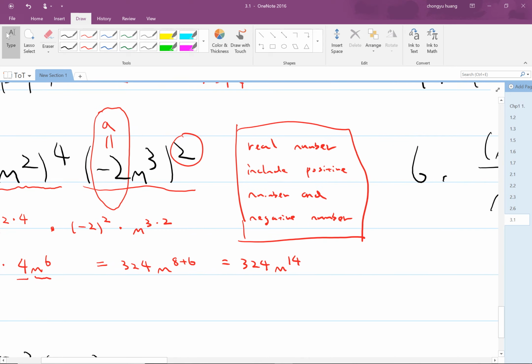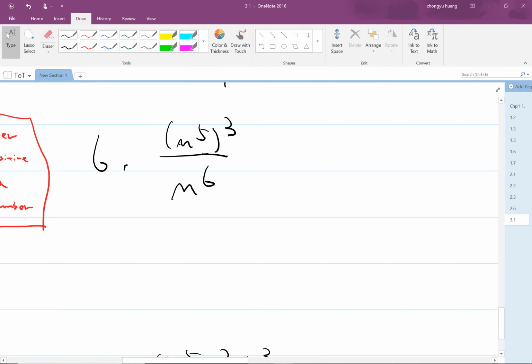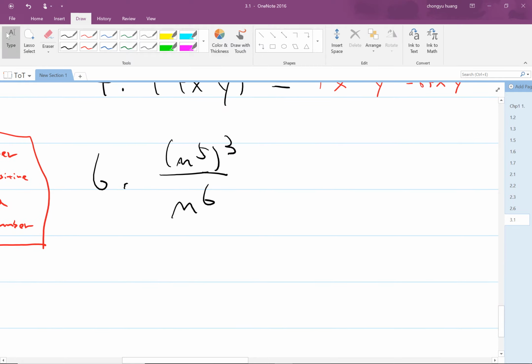Right, so let's move into question 6. Question 6 is (x^5)^3 over x^6. We have to simplify the numerator first. So we have (x^5)^3, and we get x to the power of 5 multiplied by 3, over x^6.